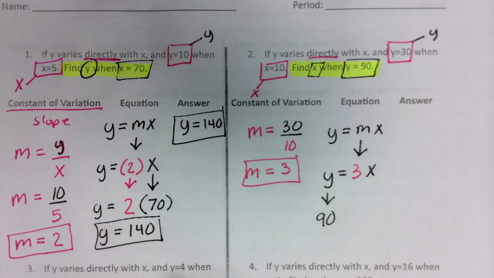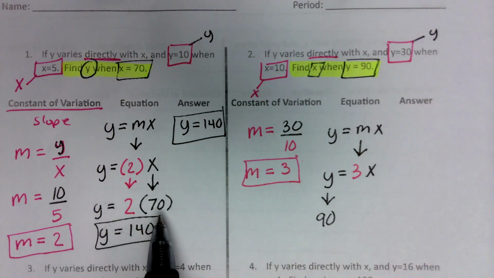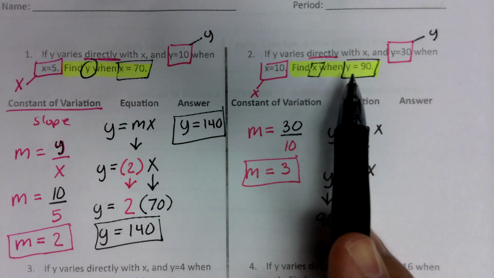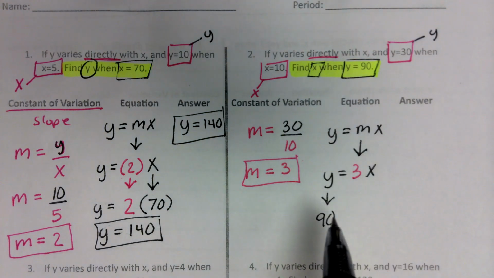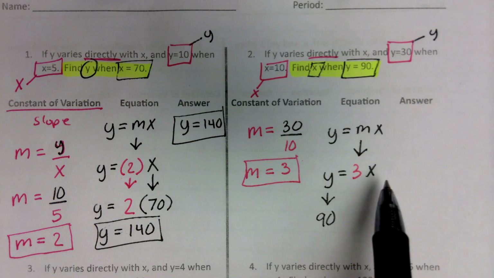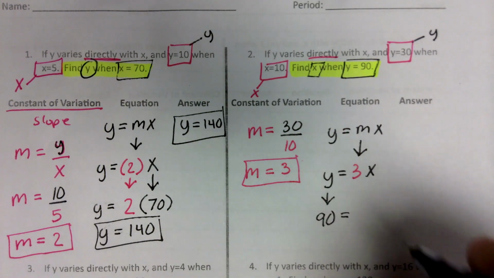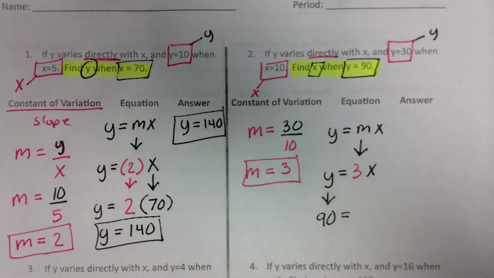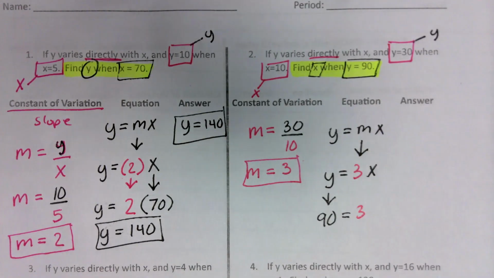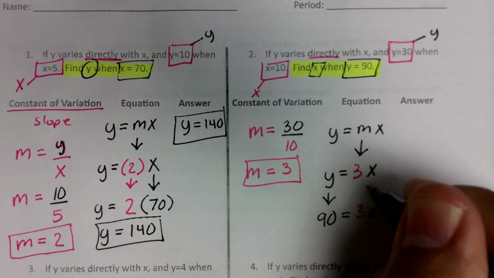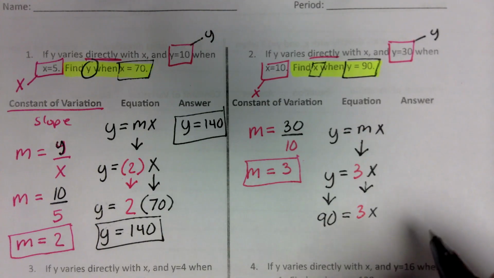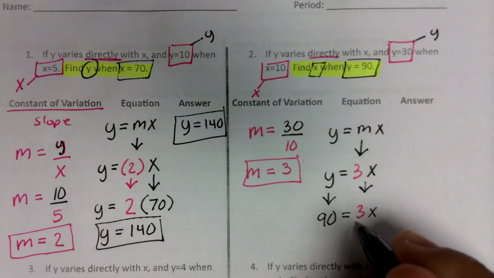Now notice in the previous problem they gave us x, so we replaced the x with a number. But on this problem it tells us when y equals 90. So we need to make sure that we're careful and we don't replace the x, but we replace the y with the value that it's equal to. And then I'm going to bring down the rest of this. And now we're ready to solve, and it really just becomes a one-step equation.